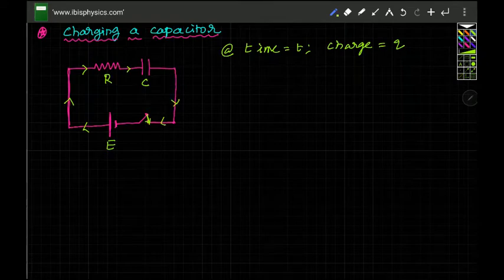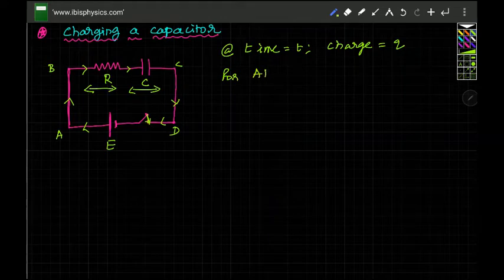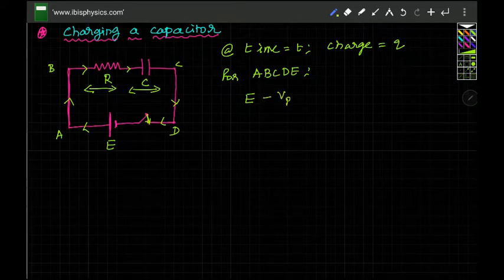So there is a small potential drop across the resistance and across the capacitance. Then if you apply Kirchhoff's voltage law, let us assume the points are A, B, C, D. For the loop A, B, C, D, how do we proceed? A to B, there is no potential change. B to C, there are two potential drops. And when you move from D to A, there is a rise in potential equal to the EMF. So the rise in potential is E, and the falls in potential are the potential drop across the resistor and the potential drop across the capacitor.